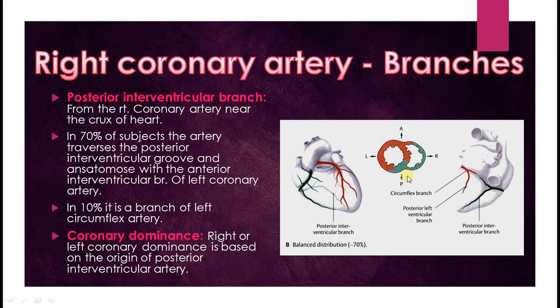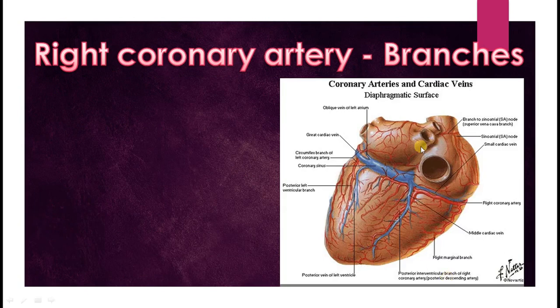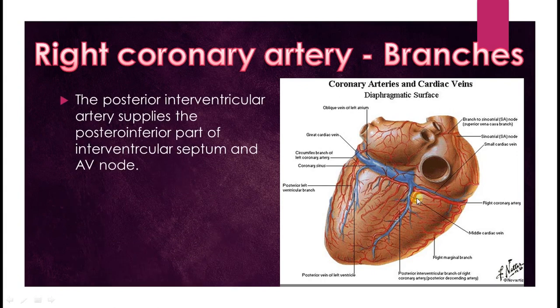So the majority of people are right coronary dominant because the posterior interventricular artery arises from the right coronary artery. Continuing with the right coronary artery, we have seen the posterior ventricular rami. Of these, the posterior interventricular supplies the interventricular septum and also the AV node. The first ventricular rami also supplies the AV node, the atrioventricular node, or AV nodal artery. So both the SA node and the AV node are again under the control of the right coronary artery.